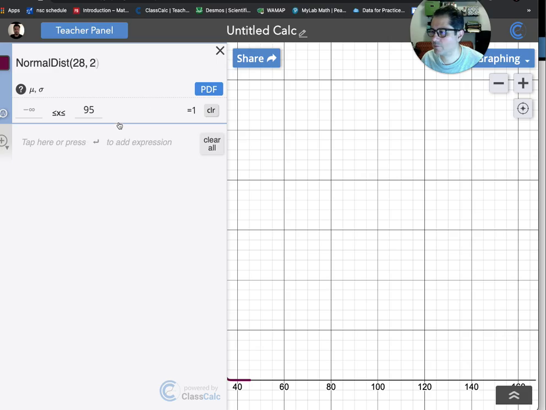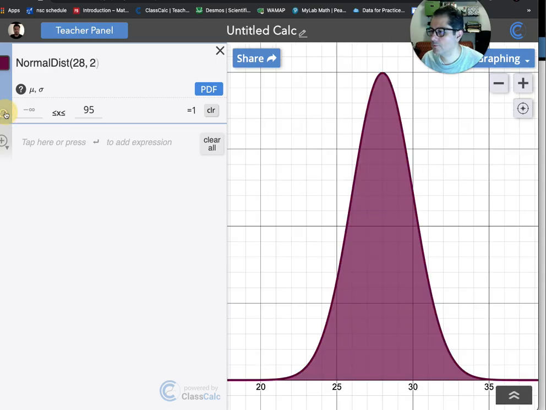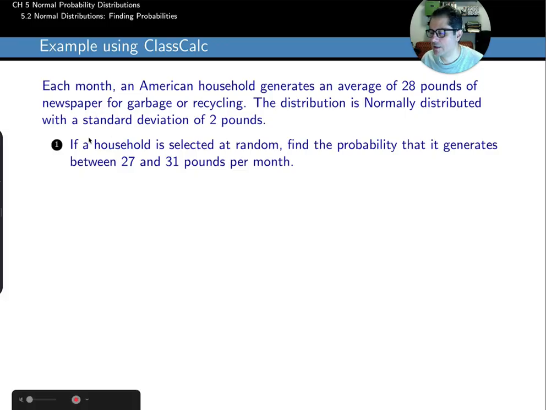If you want to see the picture, click on the magnifying glass here, and it takes you to that normal curve. It's centered at 28. Standard deviation is 2. It says, find the probability that it generates between 27 and 31.